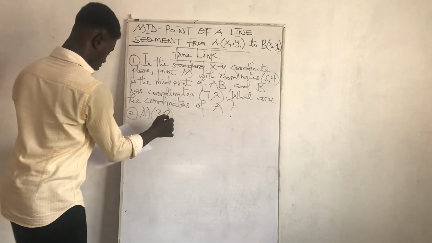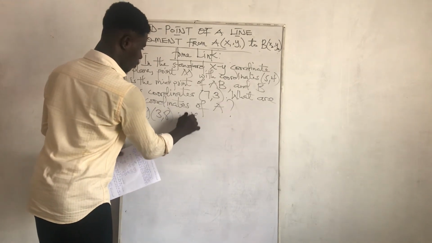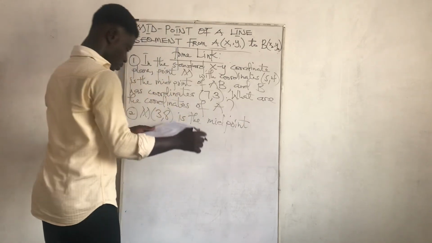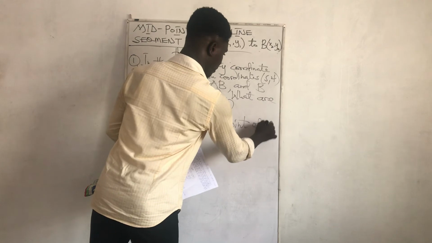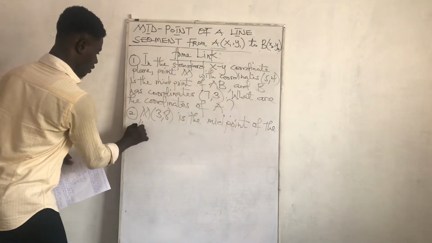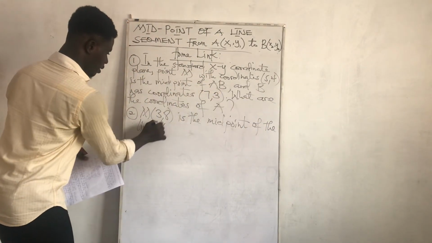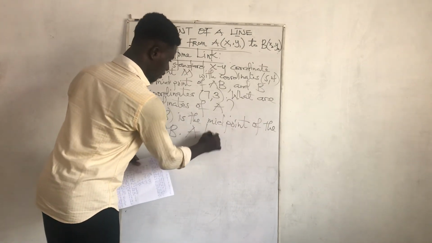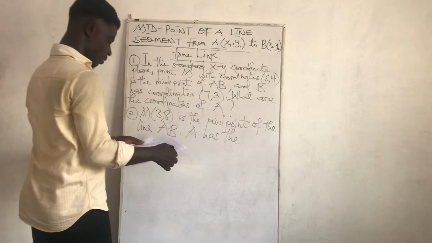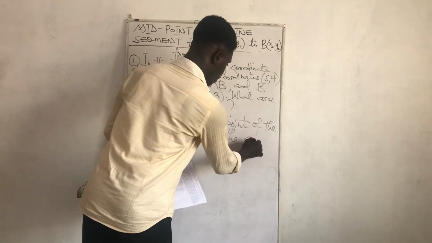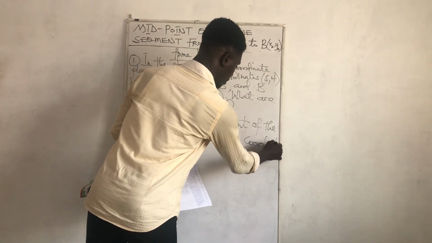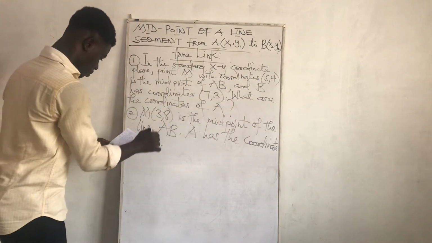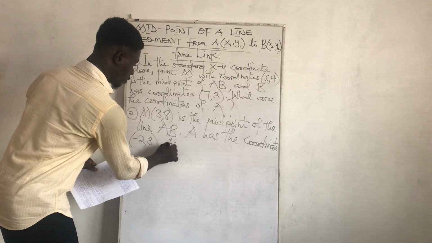Question two: M is the midpoint of the line AB. A has the coordinates (-2, 3). Find the coordinates of B.